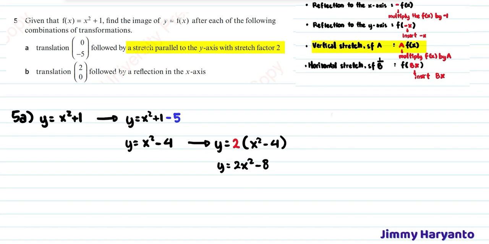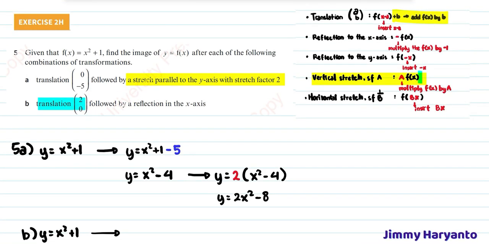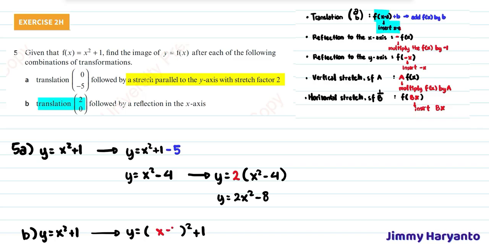Okay, next is b. For the b, you have y equals x squared plus 1, and then you translate it by (2, 0). That means we have to do this. Insert x minus 2. So y equals square plus 1. This one is x minus 2.